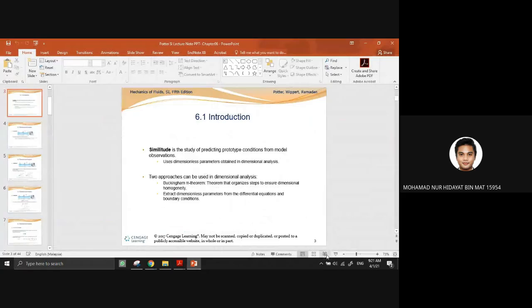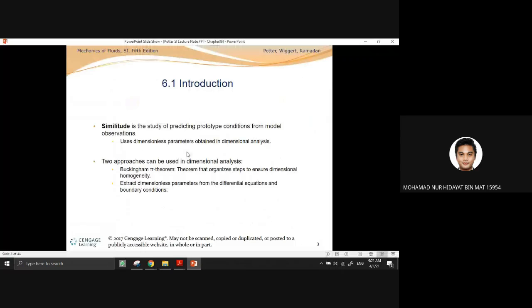All right, class. So here is the similitude study. All right. Basically, similitude study means the study of similarity. The similitude is the study of predicting prototype conditions from the model observation. That means from the model, they manage to predict what happens to the prototype condition.